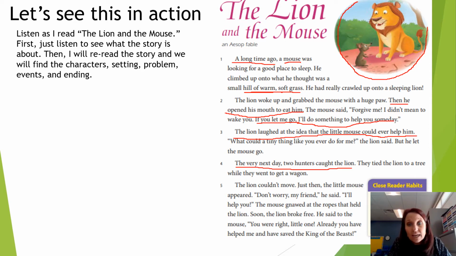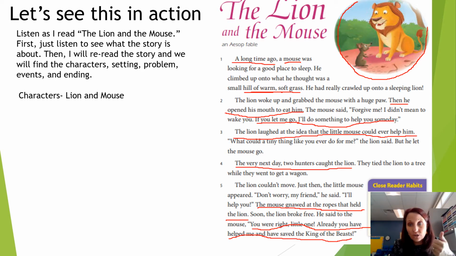Okay, so we know the lion got caught, but then here in paragraph 5 it says the mouse gnawed at the ropes that held the lion, and that freed the lion. So at the end, the lion says that this little one was right, and the mouse has helped him. So let's put this all together and see.